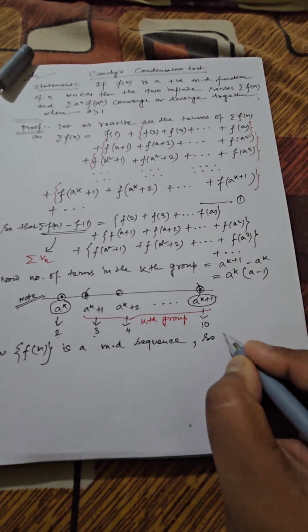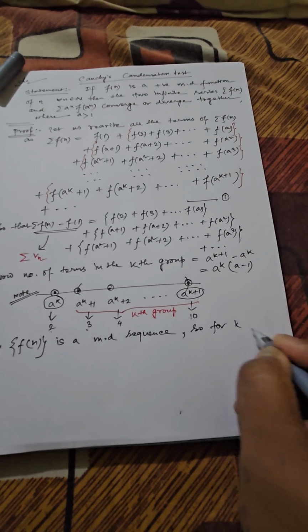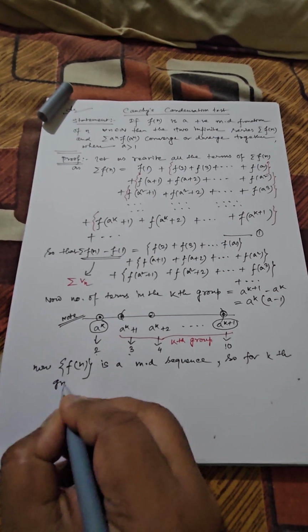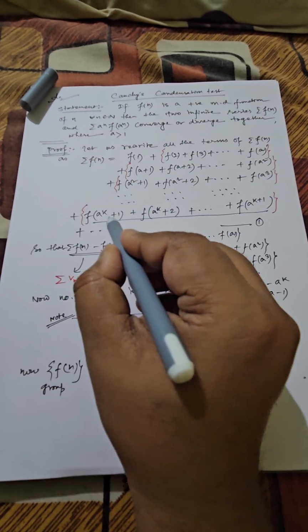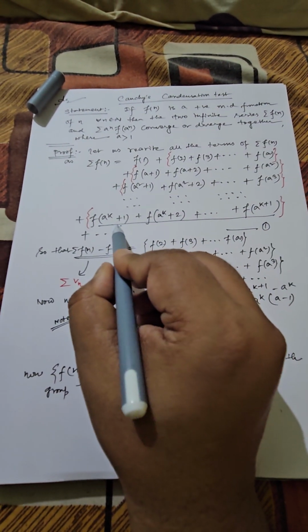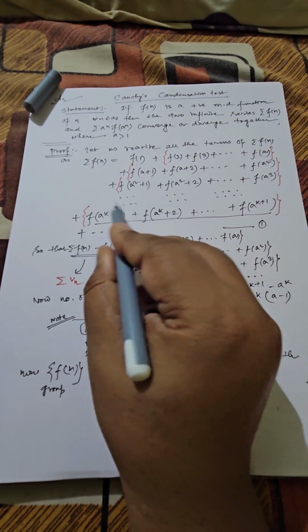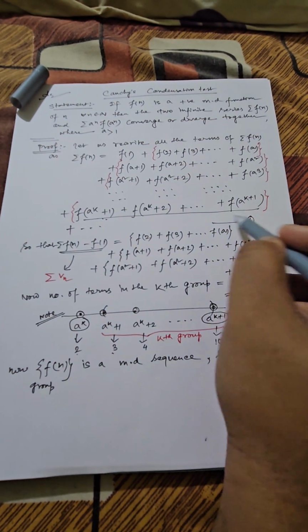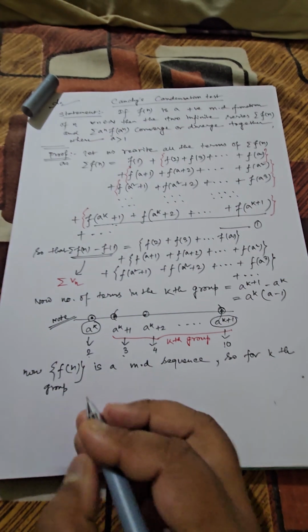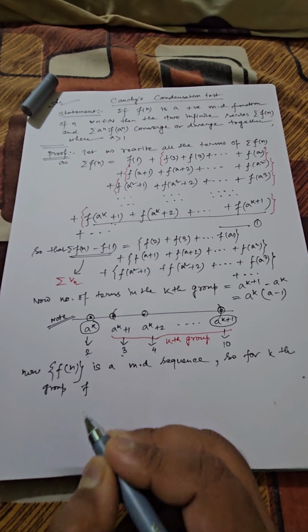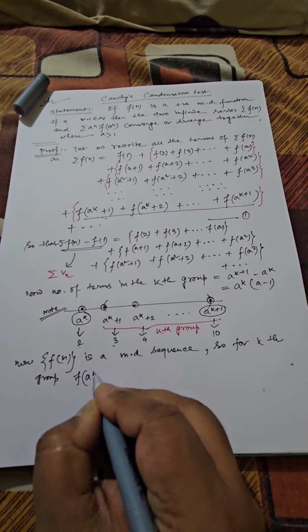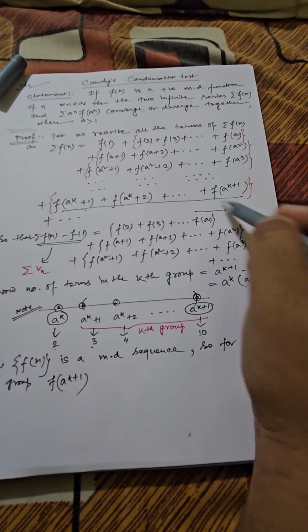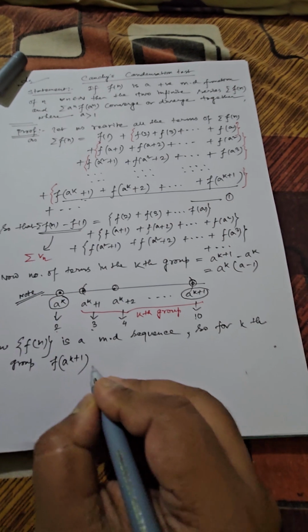So for the kth group, this particular structure is the kth group. If we consider this is the starting term of the kth group, this will be the largest term and this will be the smallest term. So for the kth group, f of a to the power k plus 1, that is the last one, is the smallest term.